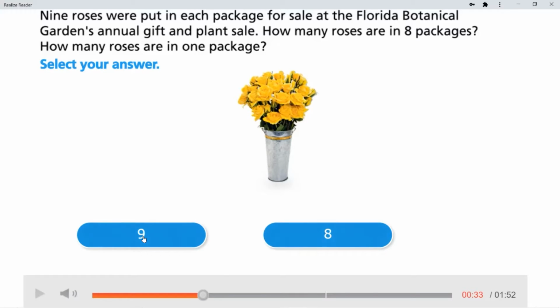So this is where we go back to the question when we reread. Now, when you're doing this on paper, I want you to remember to always circle your numbers and underline the question that's being asked. So circle the numbers and the important parts, underline the questions. By looking back at the question, we see that 9 roses were put in each package for sale. So when it's asking us here, how many roses are in one package, we know our answer is 9.